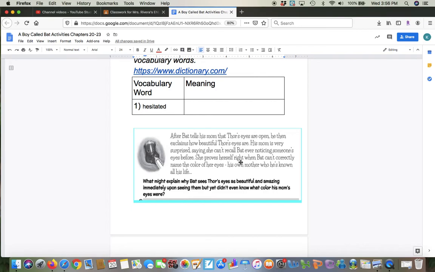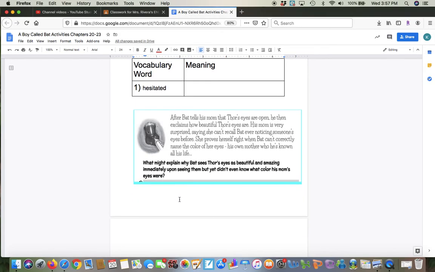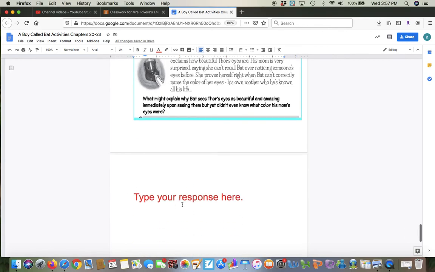So it says she proves herself right when Bat can't correctly name the color of her eyes. His own mother, who he's known all his life, and he didn't know her eye color. What might explain why Bat sees Thor's eyes as beautiful and amazing immediately upon seeing them, but yet didn't even know what color his mom's eyes were? So why do you think he noticed the skunk's eyes so fast, but he's been living with his mother his whole life and he still doesn't know what color her eyes are? Why do you think that? And you're going to write your response right here.